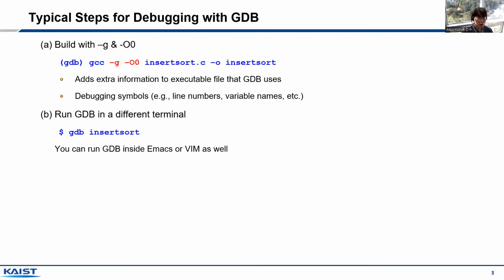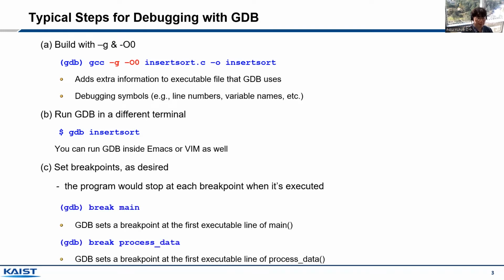After that, you need to run GDB in a different terminal. To run GDB, you can type gdb and the file name that you want to debug. You can also run GDB inside Emacs, Vim, or VS Code. And you can set a breakpoint if you want.